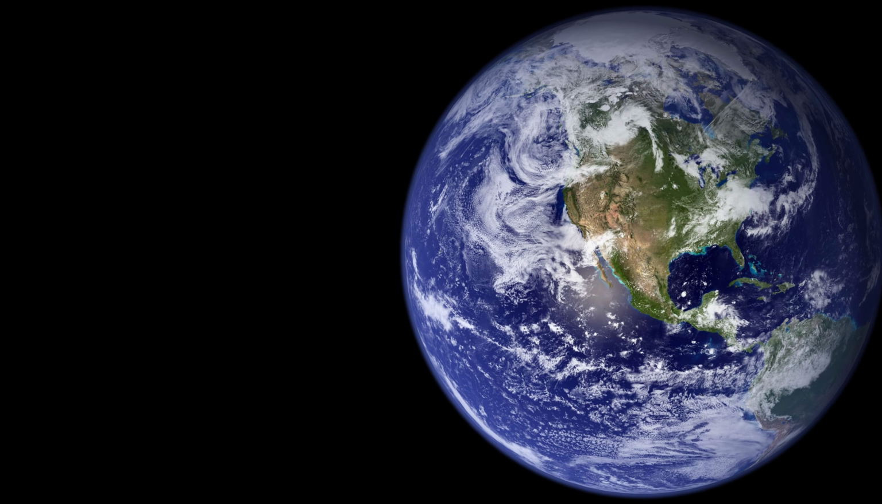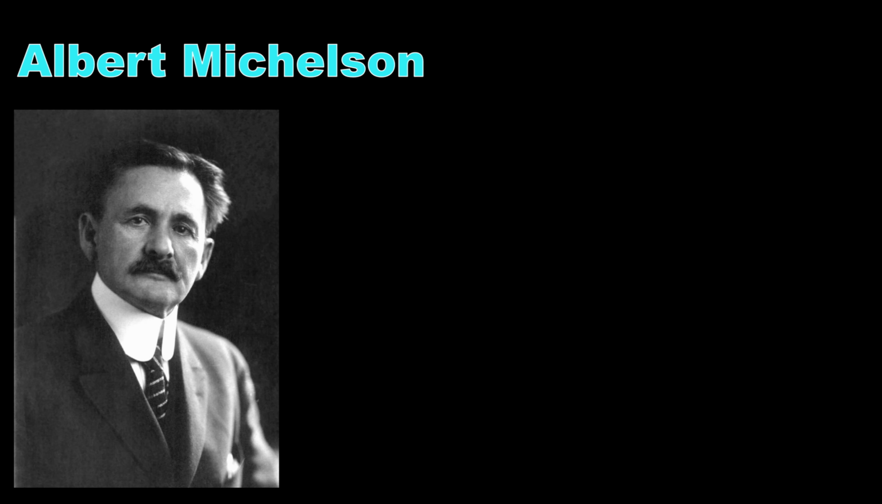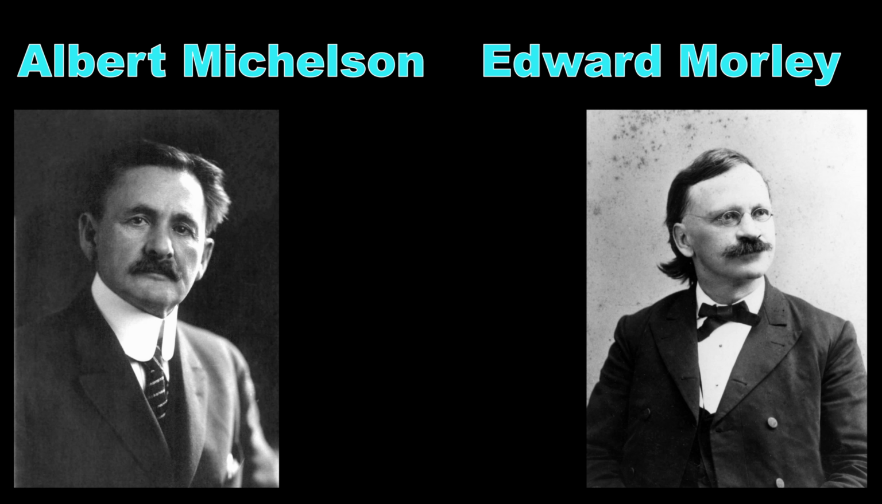Instead of being on a boat moving through waves in water, we're on Earth moving through light waves in the ether. But the same logic should apply. We should be able to measure Earth's speed relative to the ether by measuring the speed of light in different directions. This is what Albert Michelson and Edward Morley were trying to do. This is the problem they were trying to solve.